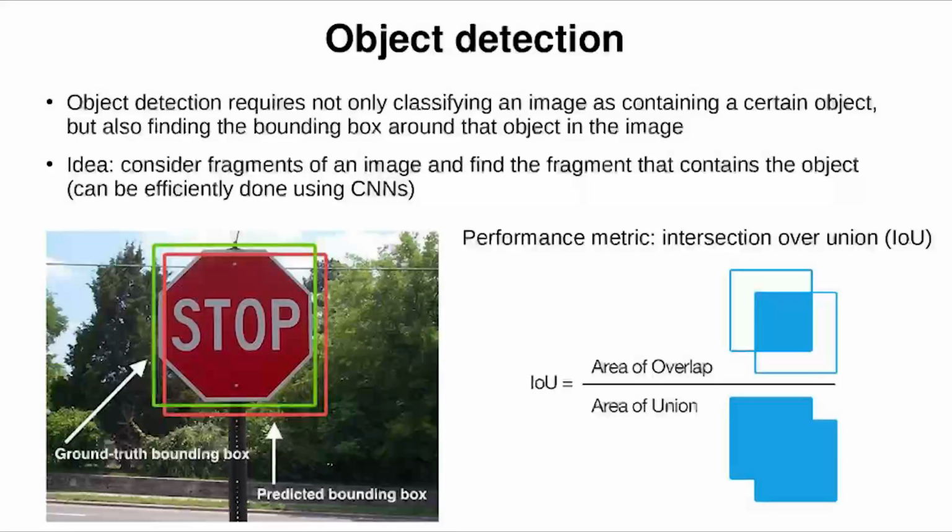To calculate the IOU, we need to take the area of the overlap of the bounding box that is predicted by the machine learning algorithm with the ground truth bounding box that has been manually drawn and divide it by the area of the union of these two boxes as illustrated on the slide. The more similar the two bounding boxes are, the closer the IOU value will be to 1, indicating good performance by the machine learning algorithm. The more dissimilar the two bounding boxes are, the closer the IOU value will be to 0.